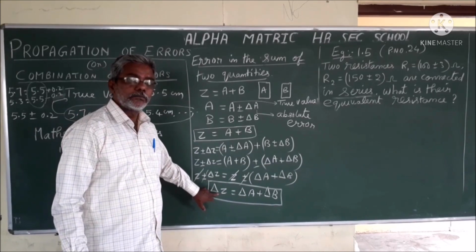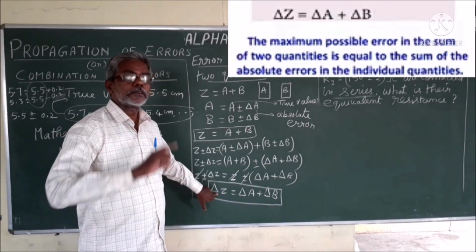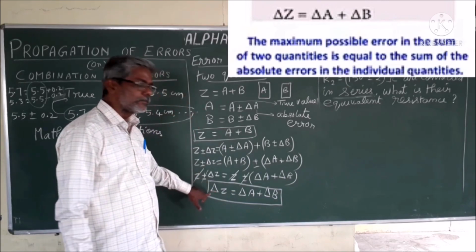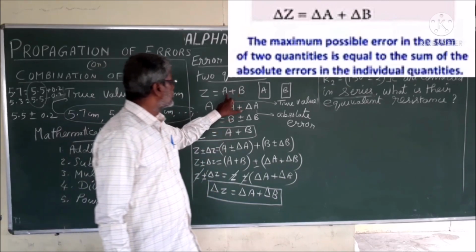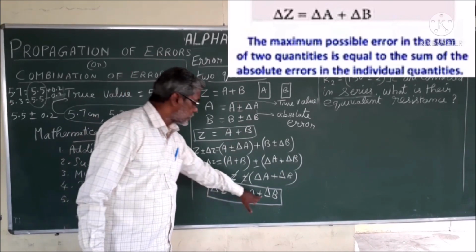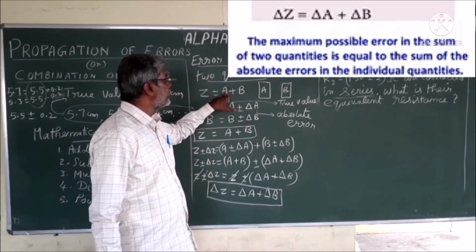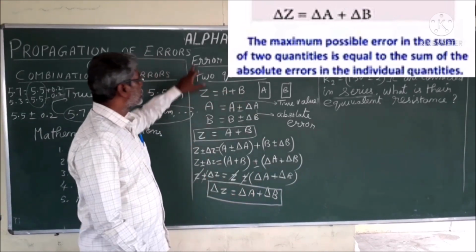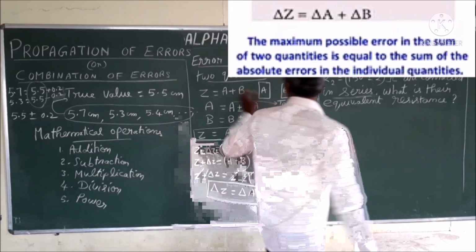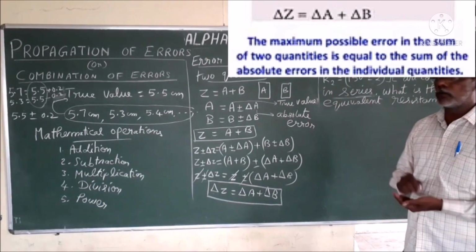The maximum possible error in the sum of two quantities is equal to the sum of the two absolute errors of the individual quantities. This is called the error in the sum of two quantities. Is it clear? Now we will go to one problem.